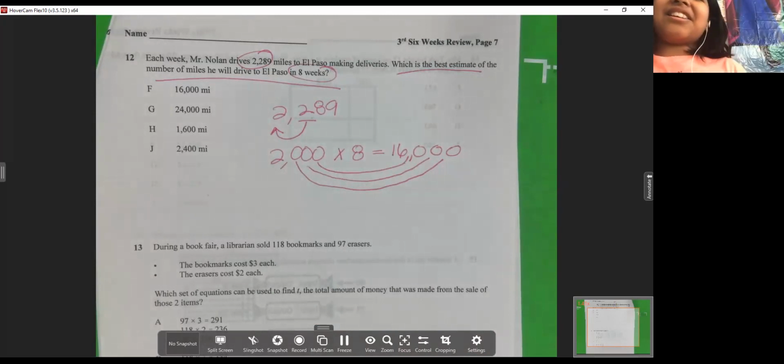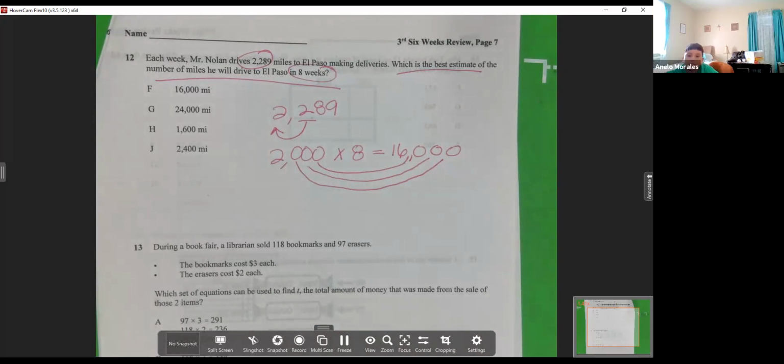I feel like we could have eliminated H and J because they're lower. Yeah, because it's already lower.